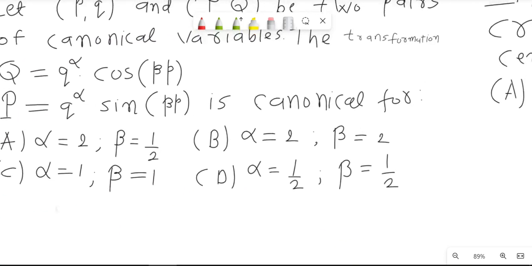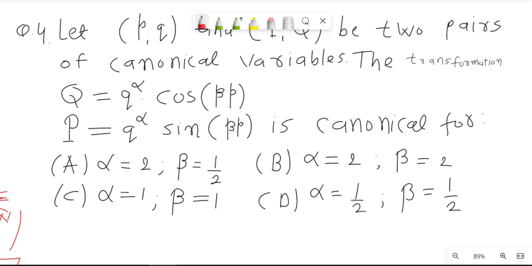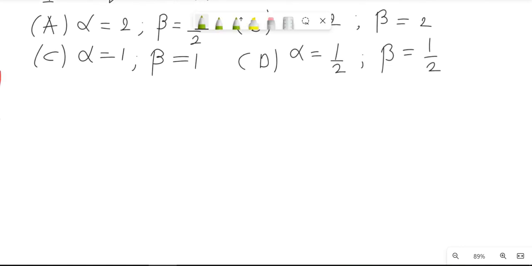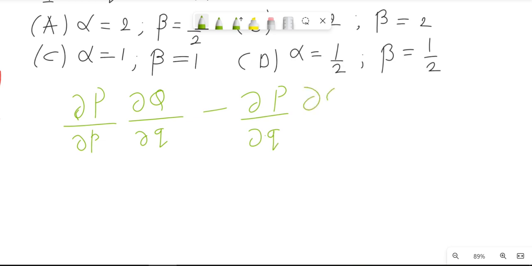Now move to the fourth question, which is from classical mechanics, in which we are asked: let small p, small q and capital P, capital Q be two pairs of canonical variables. The transformation capital Q equals q raised to alpha cos beta p, capital P equals q raised to alpha sin beta p is canonical for. From the options you can see we have to calculate alpha and beta. To calculate them, we use the canonical condition, and you have to remember: del P by del p multiplied by del Q by del q minus del P by del q multiplied by del Q by del p equals 1.